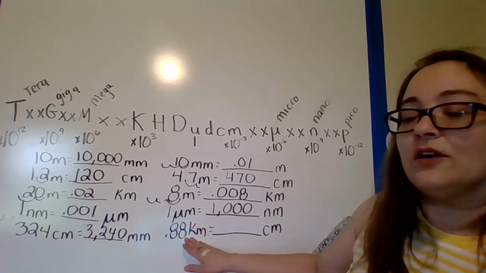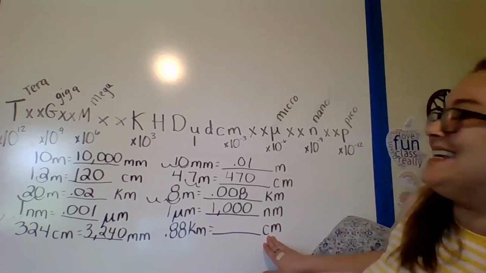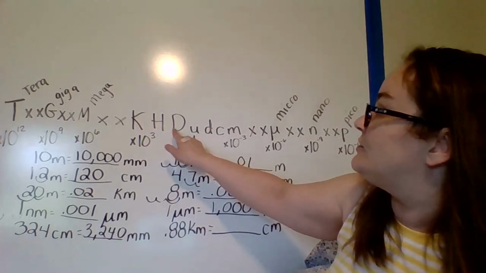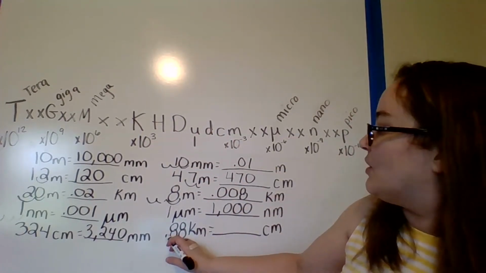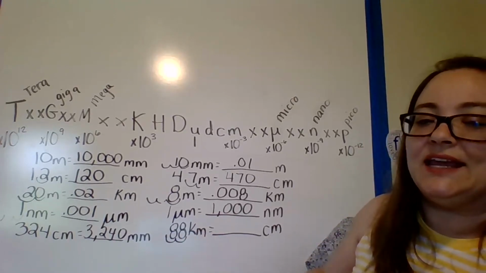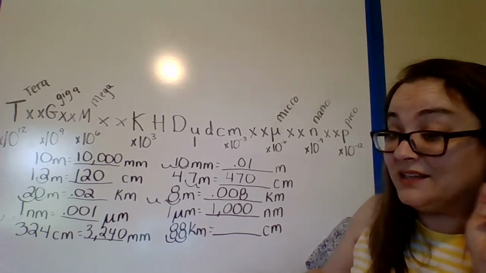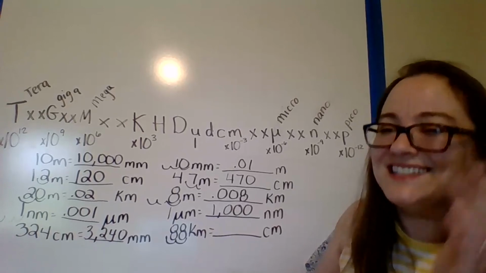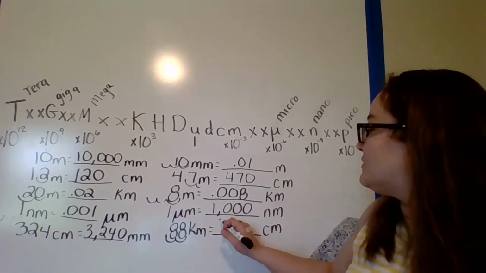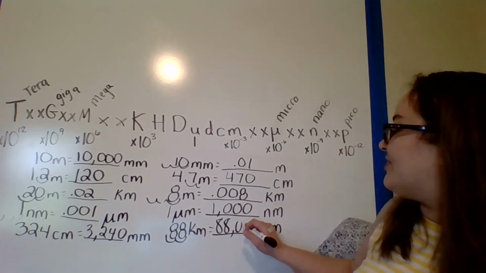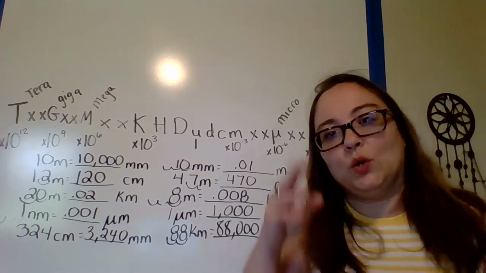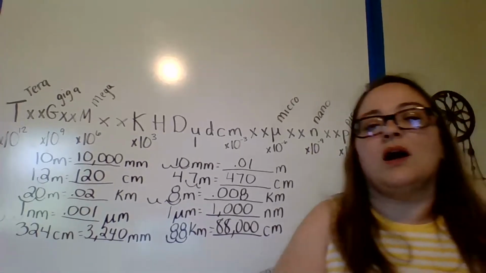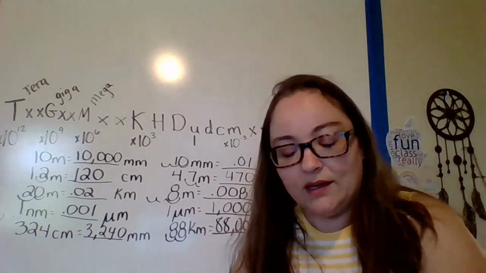And then here we're going to start on K for kilo, end on C for centi. 1, 2, 3, 4, 5 moves to the right. So 1 and 2 get us to 88. So 3, 4, and 5 have to be, say it with me, zeros. That's right. So 88,000 centimeters. Whew. Okay.